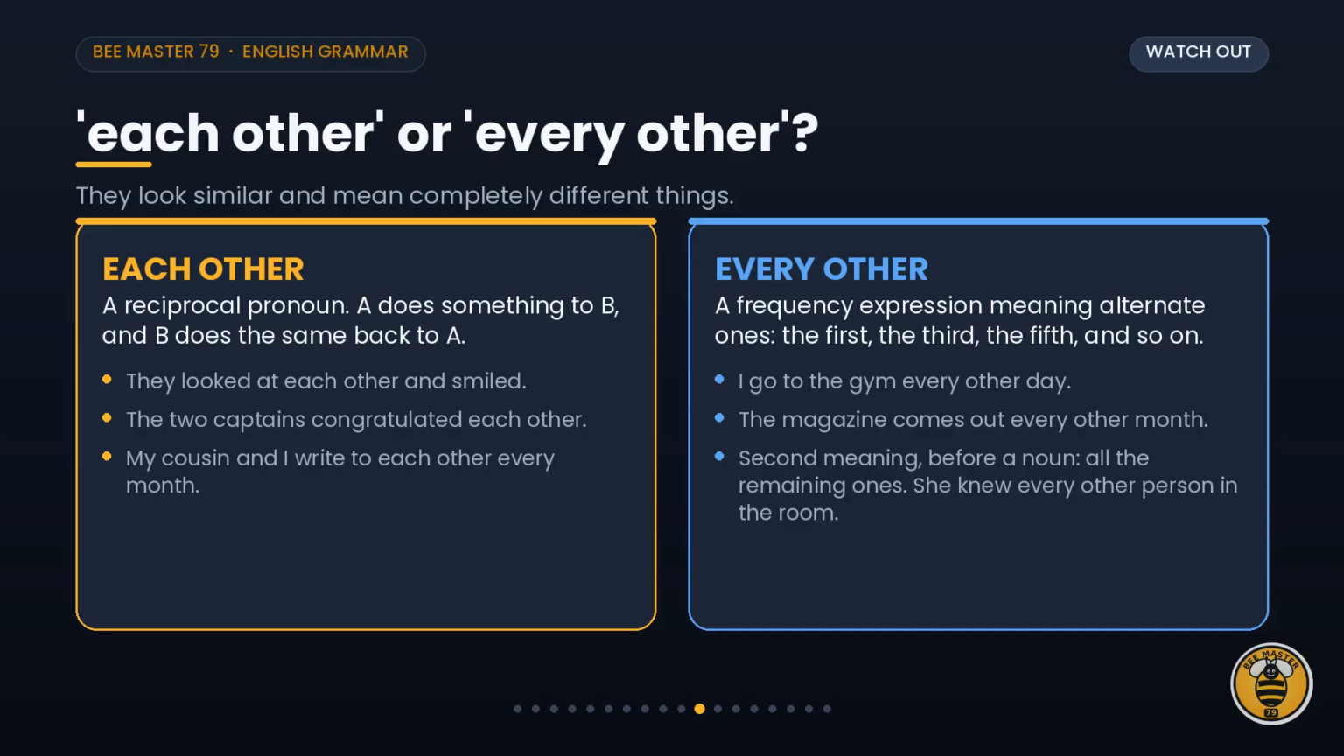Every other on the left-hand side is about frequency. It means alternate ones. I go to the gym every other day. There is also a second, less common use of every other placed in front of a noun, where it means all the remaining ones. She knew every other person in the room means she knew all the others.